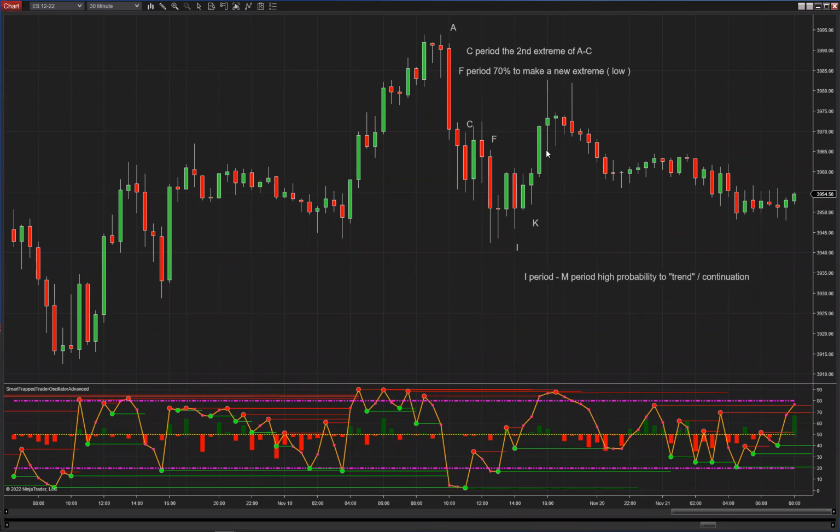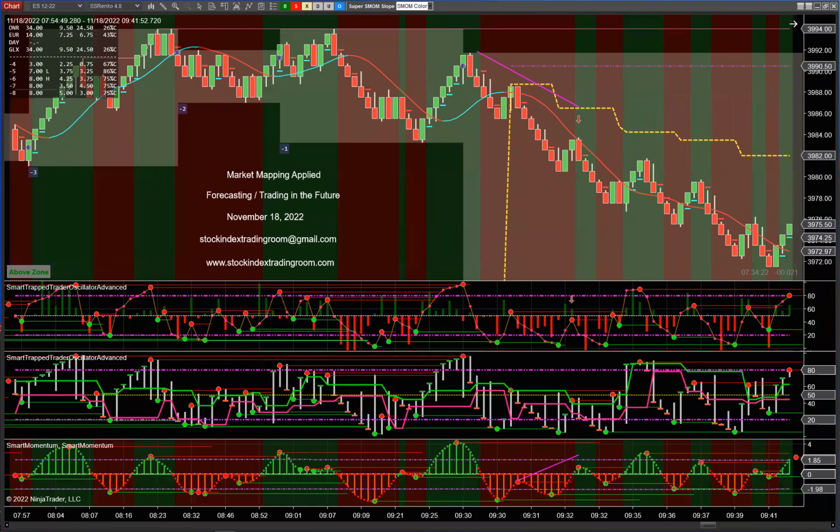Since M, which is right here, is projected to take out E and we're down here, that has to go up to do that. Now, are the maps 100%? Of course not. It's not a crystal ball. That's just what we were looking for before the market opened on Friday. Okay, so this is our chart.